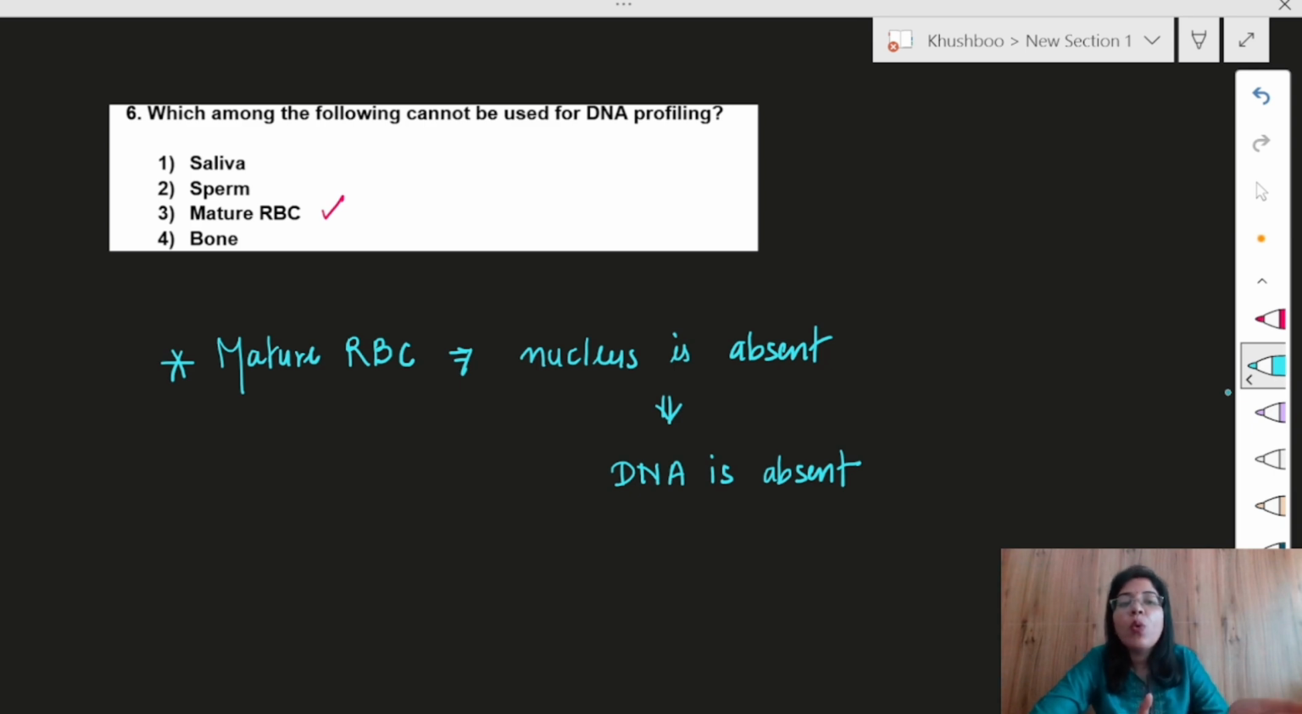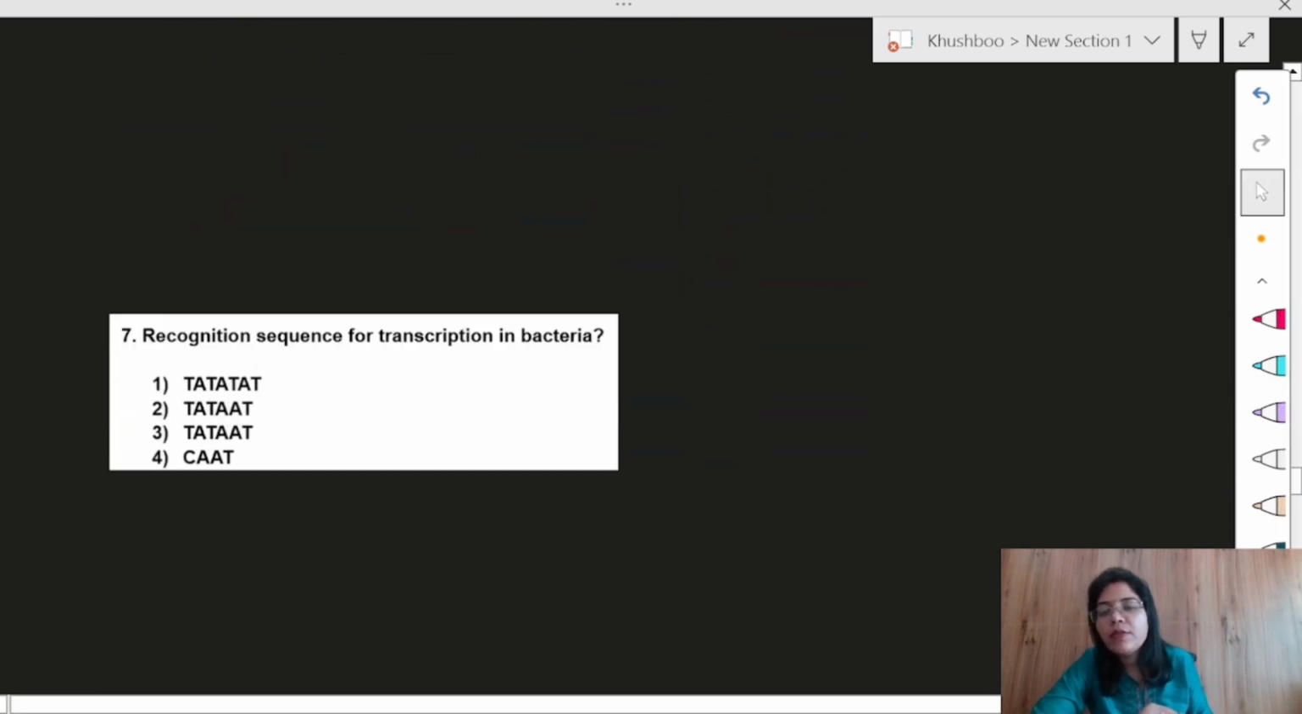While saliva, sperm, bones, skin cells, any other cell which is a source of DNA, where you can extract DNA, where you can isolate DNA, you can do this process, right? So option number 3 will be the answer for this question.